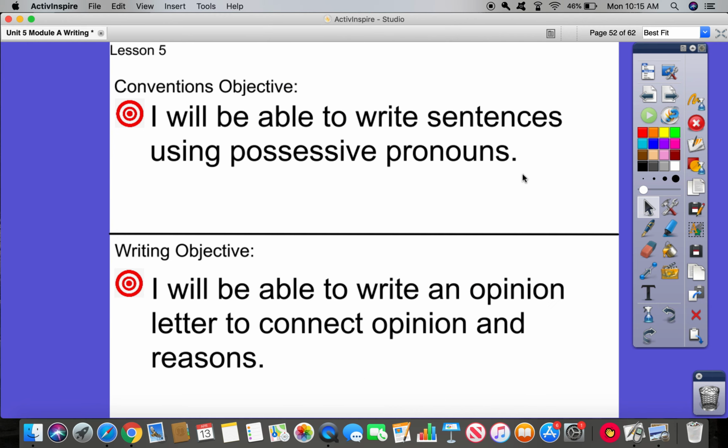Our lesson objectives for today. Our conventions objective is I will be able to write sentences using possessive pronouns, and our writing objective is I will be able to write an opinion letter to connect opinion and reasons.